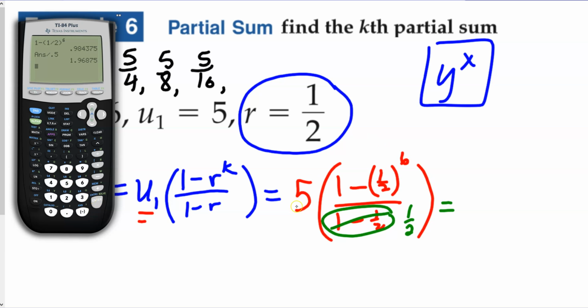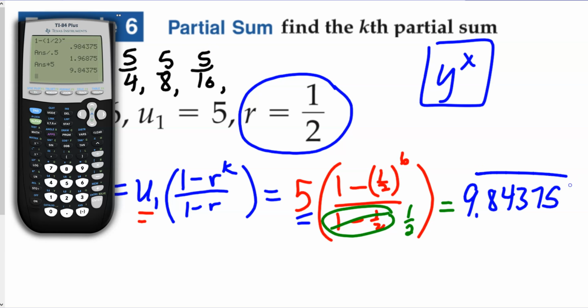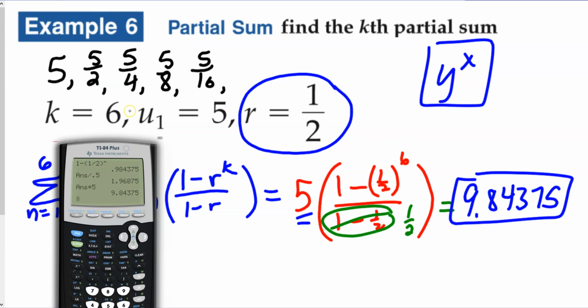So you hit divide, takes the previous answer, divide that by 1/2, 0.5. Then you're going to take that answer and multiply it by 5 times 5. And that gives you your answer. 9.84375. So, the kth partial sum of this geometric sequence is 9.84375.